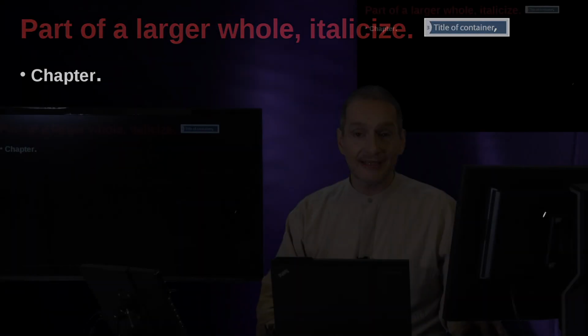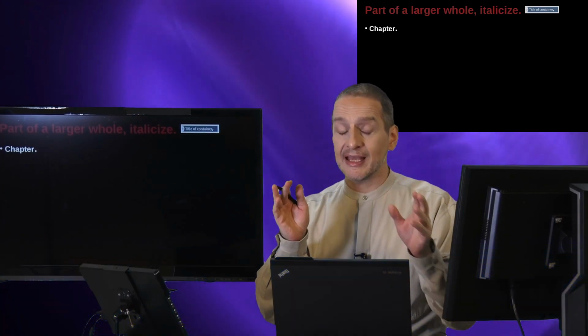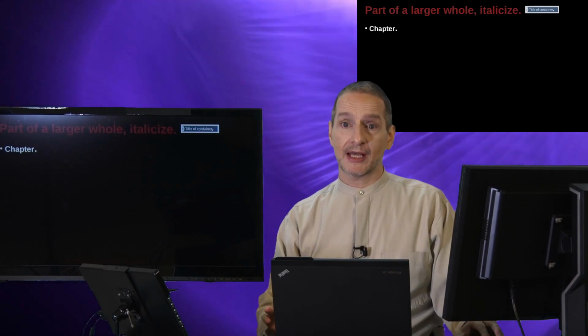So we're beginning to get this idea of when something is smaller, when something is bigger, when it's inside of something bigger, inside of a container. And MLA really emphasizes understanding this point. Let's look more at this idea of containers.